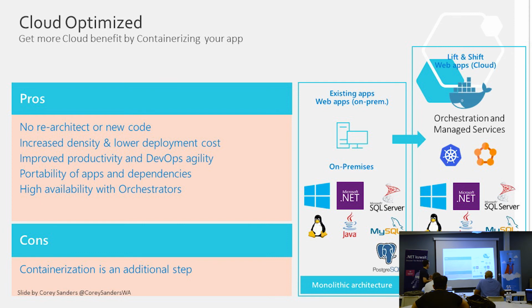Moving to Docker will increase density and lower deployment costs, and improve productivity and DevOps agility, because this will enable part of the DevOps in your pipeline. The only con is that containerization is an additional step. Maybe it's also a skill set that is not there in your team, so you have to build the skill within your team. Maybe you'll provide some training, so they will be familiar with containerization technologies.